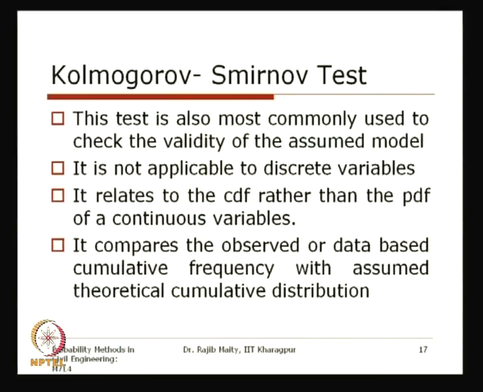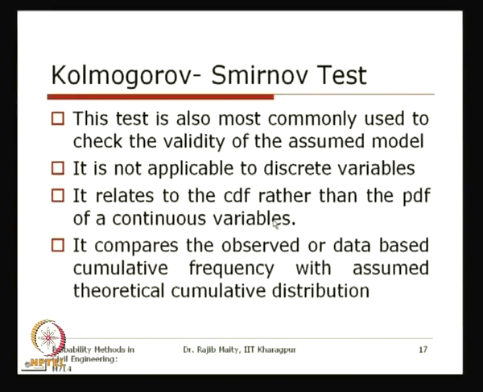Okay. So next we will go to our second test, which is the Kolmogorov-Smirnov test. In brief, we generally mention it as a KS test. This test is also most commonly used to check the validity of the assumed model, and it is not applicable for discrete variables. So mostly for continuous random variables, if the data set is available. It relates to the CDF rather than the PDF of a continuous variable.